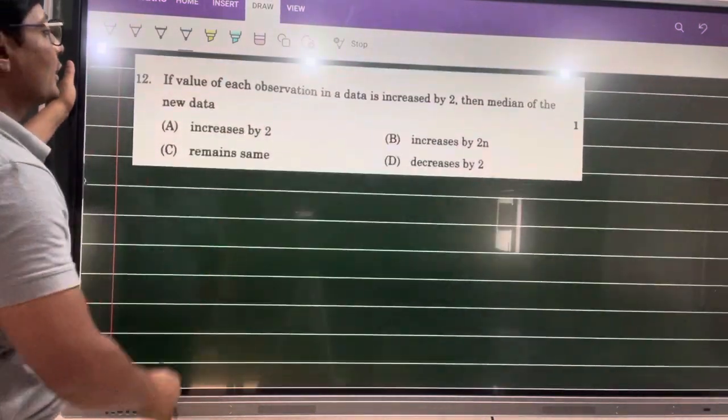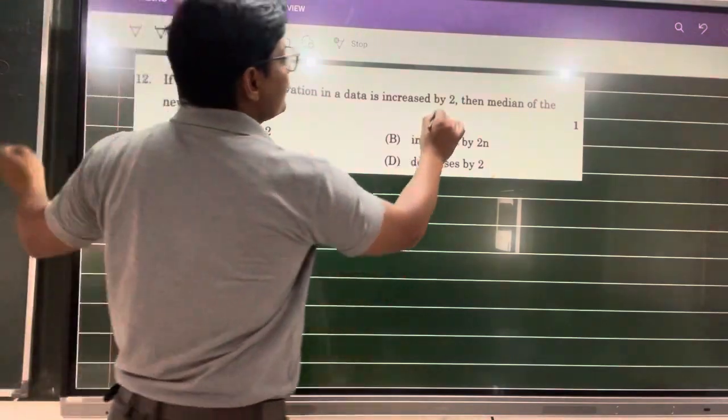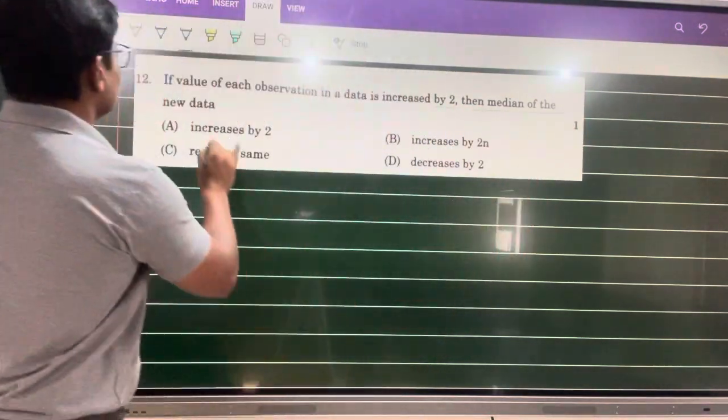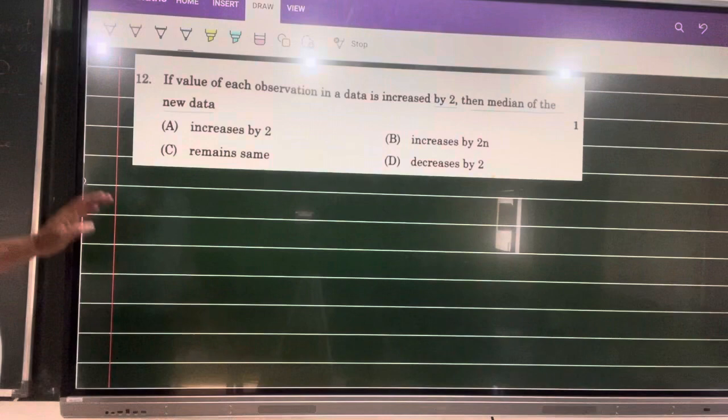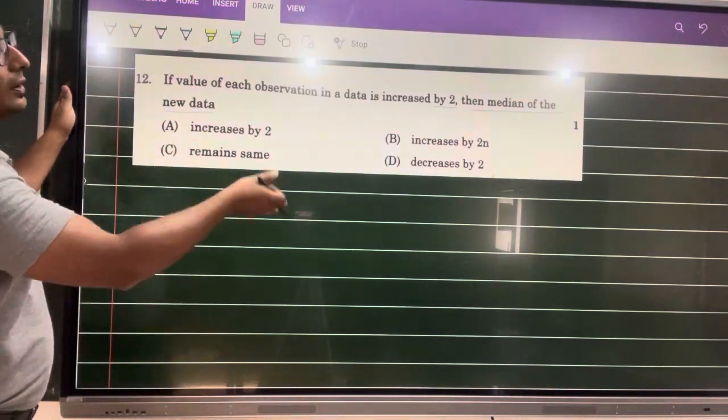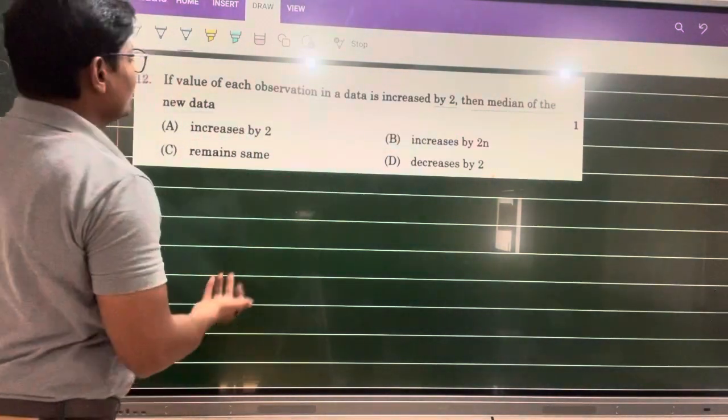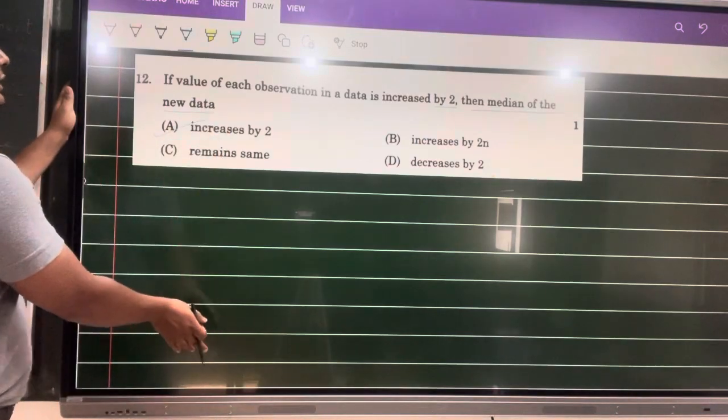Now, if the value of each observation in the data is increased by 2, then the median of the new data is. Obviously, if the values are increased by 2, the median is also going to increase by 2. So very simple question, directly you can tick here.